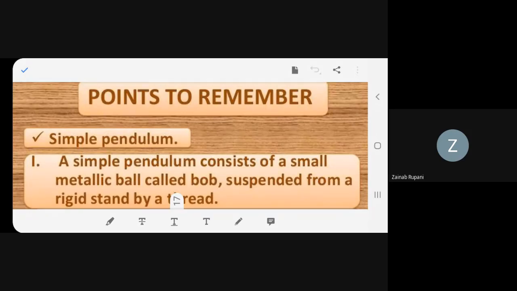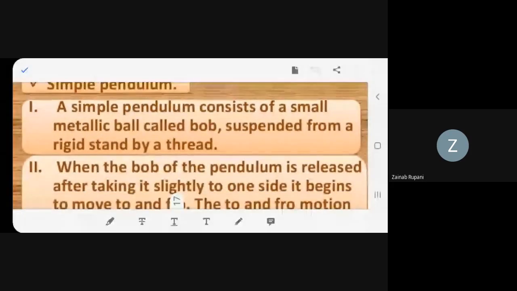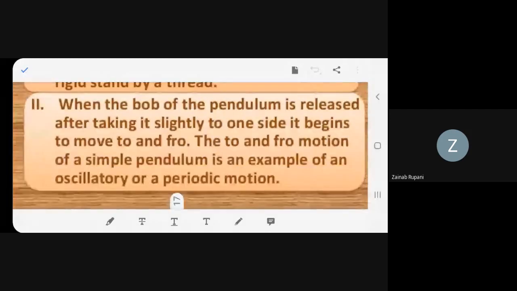Simple pendulum. Number 1. A simple pendulum consists of a small metallic ball called bob, suspended from a rigid stand by a thread. Number 2. When the bob of the pendulum is released after tilting it slightly to one side, it begins to move to and fro. The to and fro motion of a simple pendulum is an example of an oscillatory or a periodic motion.